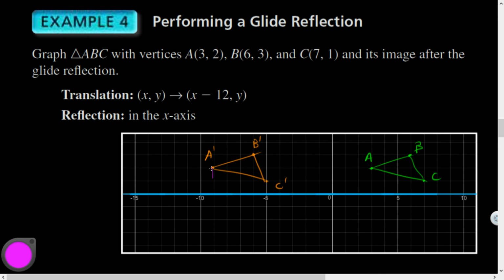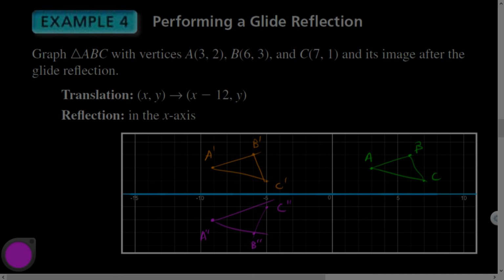So A is 2 units above, so 2 units below. So here's A double prime. B is 3 units above, so 3 units below. Here's B double prime. And C was 1 unit above, so now 1 unit below. C double prime. Right? Glide, the glidiest of reflections. Lovely.